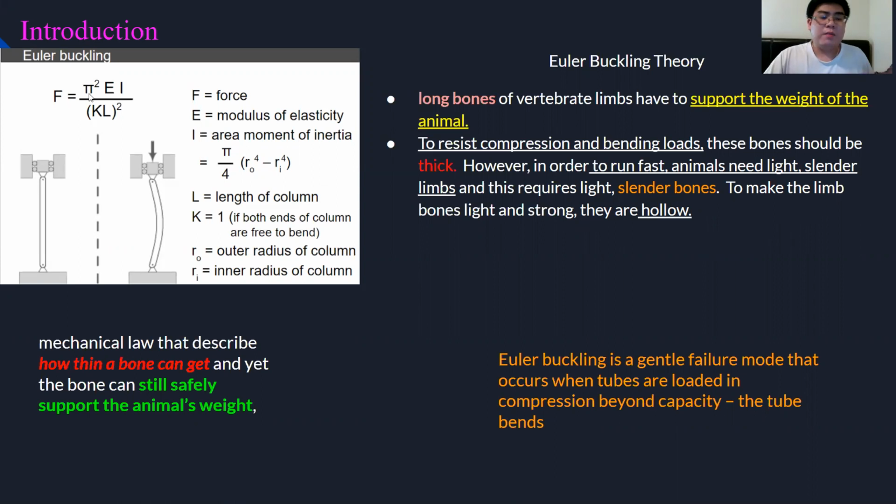So Euler buckling in general is a mechanical law. It describes how easily a bone can break, how thin a bone can be before it breaks, and how safely it can be used to support the animal's weight. In some sense, Euler buckling is a model of loading compression beyond capacity, to see how much they can bend before they break.